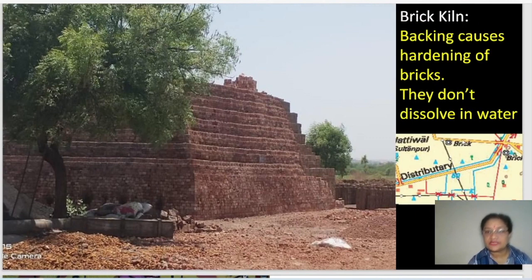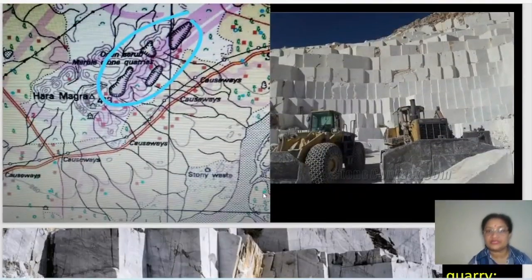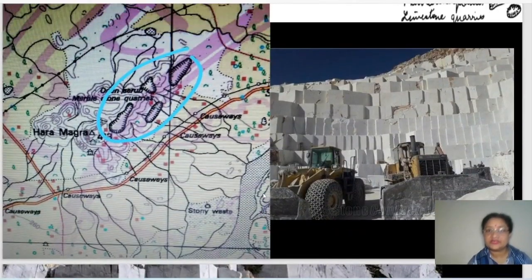You can see at several places this type of symbol, and along with this symbol it is written brick. That means it is indicating a brick kiln. So it is again something related to the occupation of the people in that area. Another example is the lime kiln.